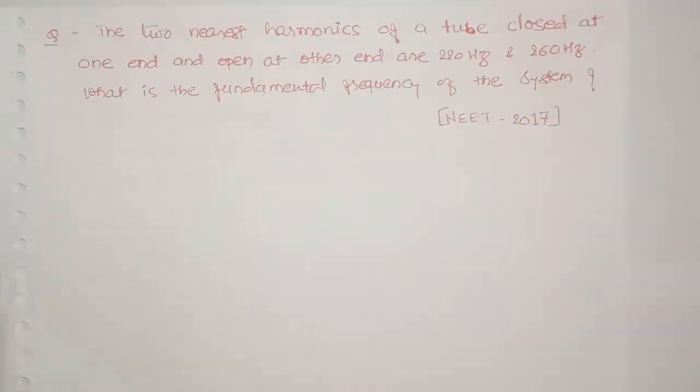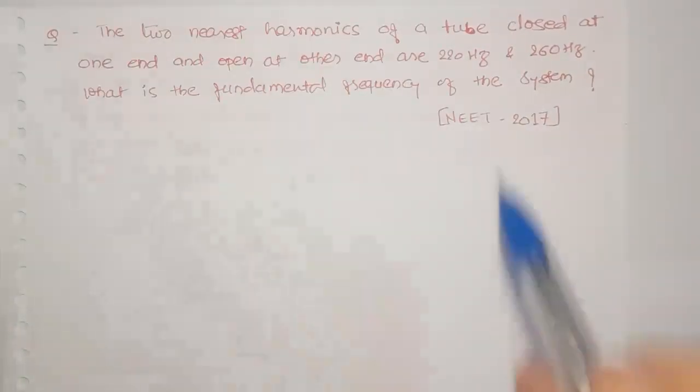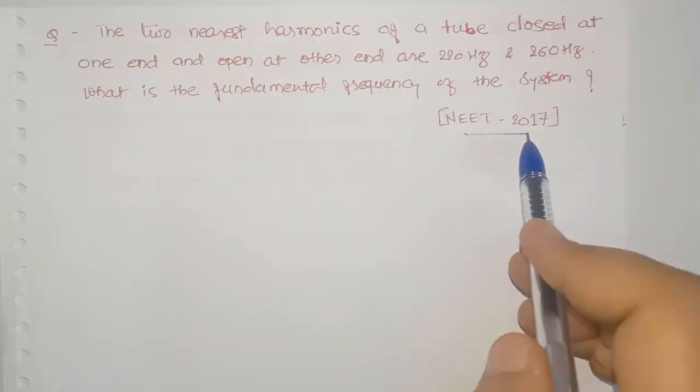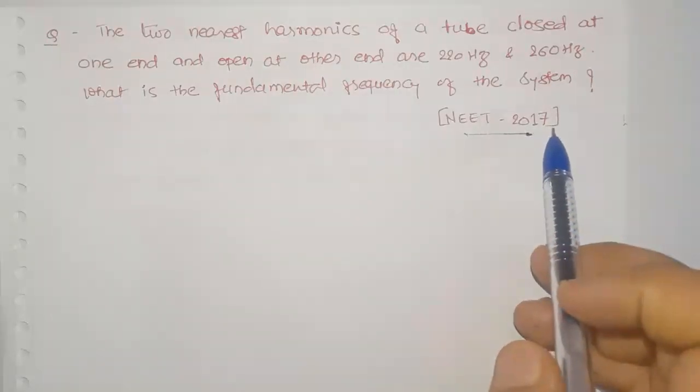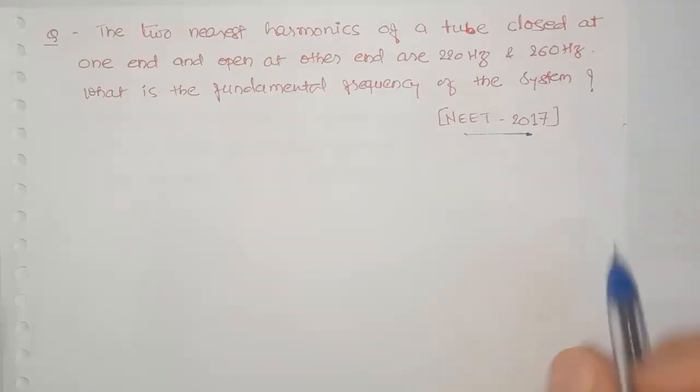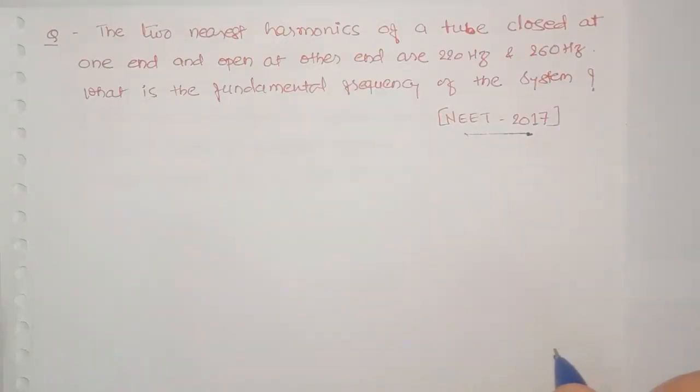Let us see the next example. This was asked in NEET 2017. The two nearest harmonics of a tube closed at one end and open at other end are 220 Hz and 260 Hz. What is the fundamental frequency of the system?